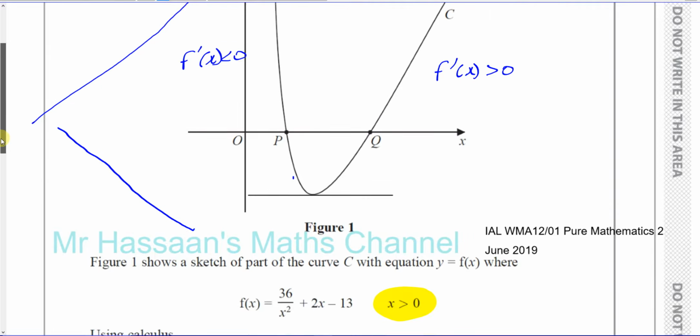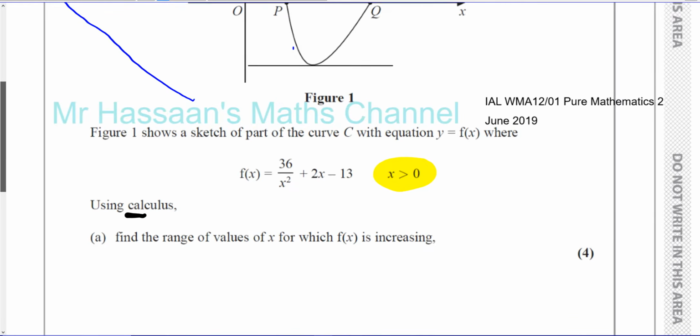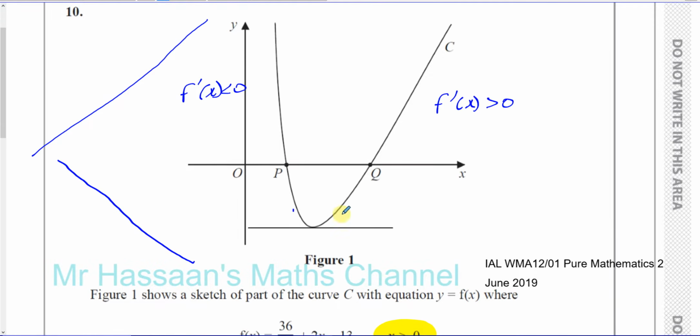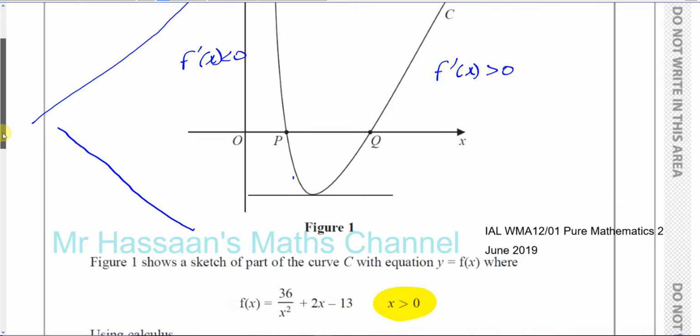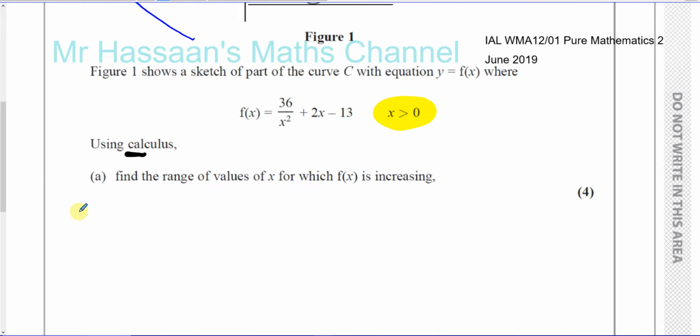Now, it says find the range of values of x for which f of x is increasing. As we mentioned, the gradient is what determines whether it's increasing or decreasing. If the gradient is positive, it's increasing. So we can say that it's increasing when the differential of f of x is greater than 0.